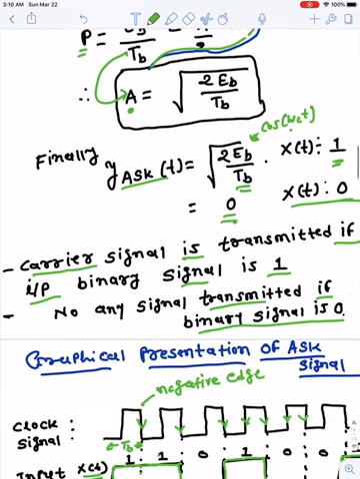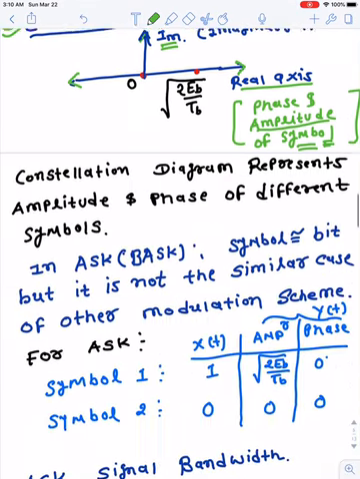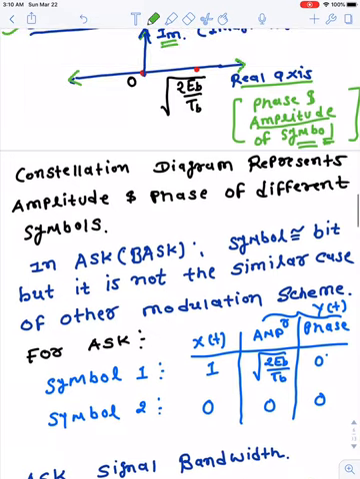Now, what is the symbol duration here? The symbol duration is TB. The same symbol repeats after a TB time interval, so the symbol duration is the same. Here we can say this constellation diagram just represents the amplitude and phase of different symbols, and the symbol here is equivalent to a bit. But this is a special case of ASK. For ASK only, this is possible. Every symbol is roughly considered as a bit.